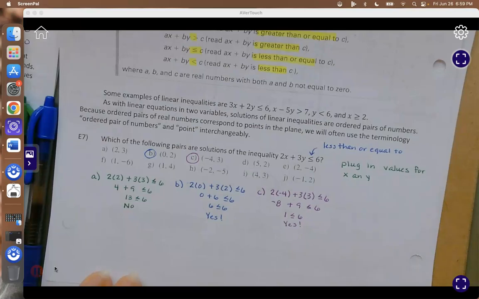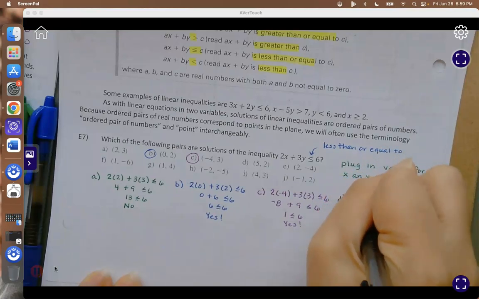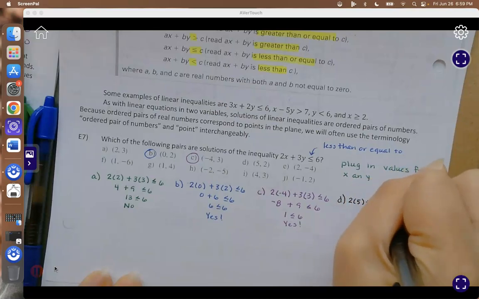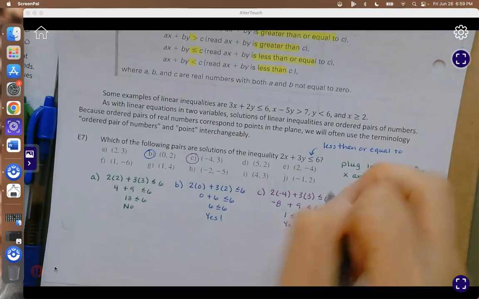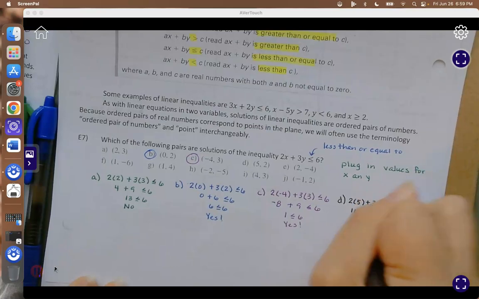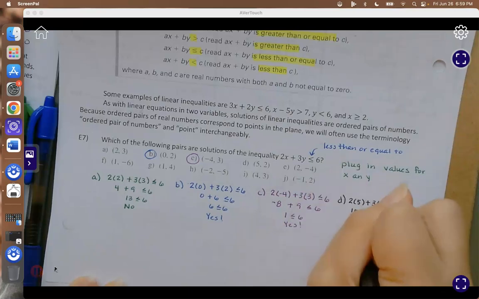Alright, let's do D. 2 times 5 plus 3 times 2 is less than 6. So this is 10 plus 6. No, this isn't going to work. This is 16. So that one's not going to work.